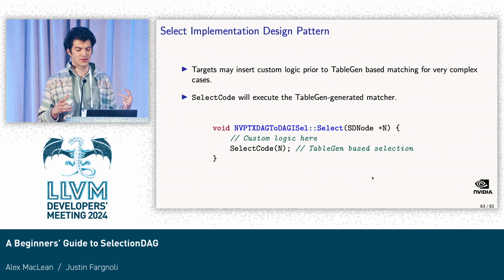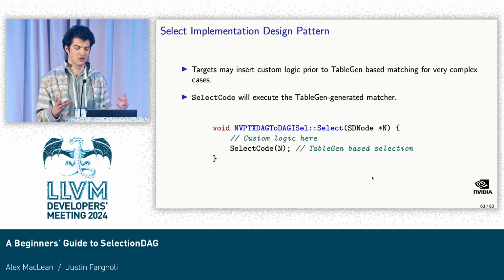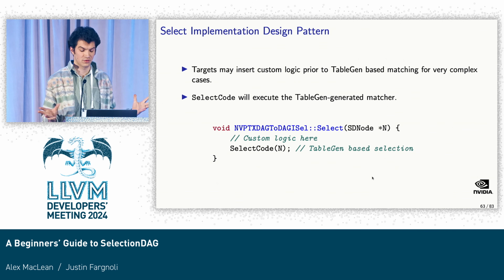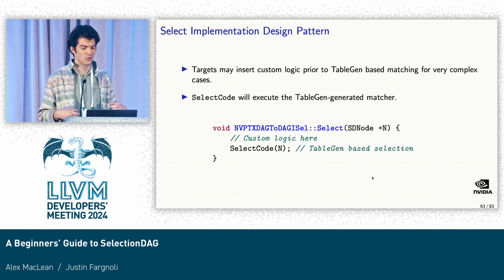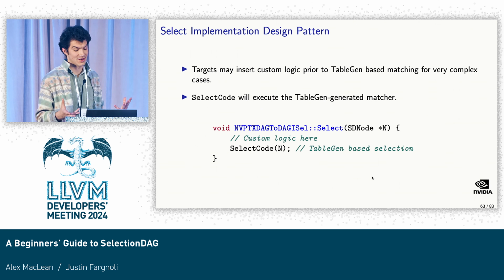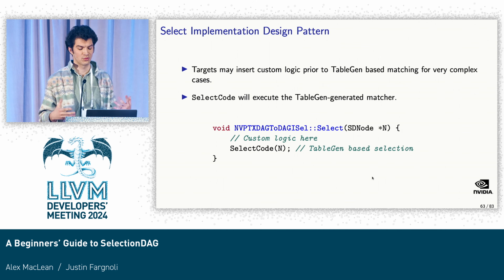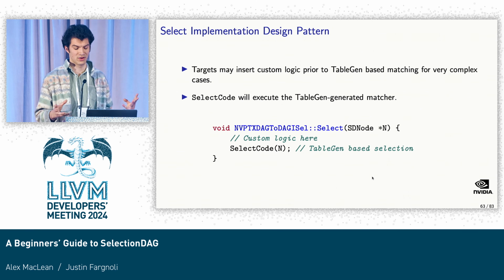So back to this select method, which we need to implement. Here is how most targets do it. The first thing that we can do is implement any custom logic we want. We're going to be given a node, and if we don't want to use TableGen for some reason, maybe this node is really complex and we just haven't figured out how to represent that transformation in TableGen, or maybe for legacy reasons the code's just there, we can implement that first. Then we'll call select code, which will throw to the TableGen generated matcher.